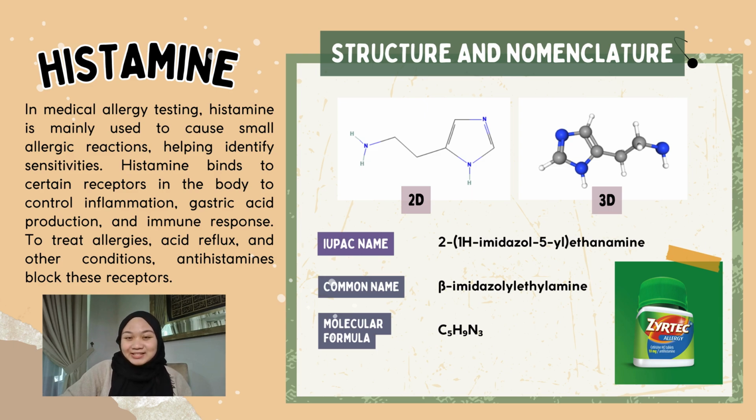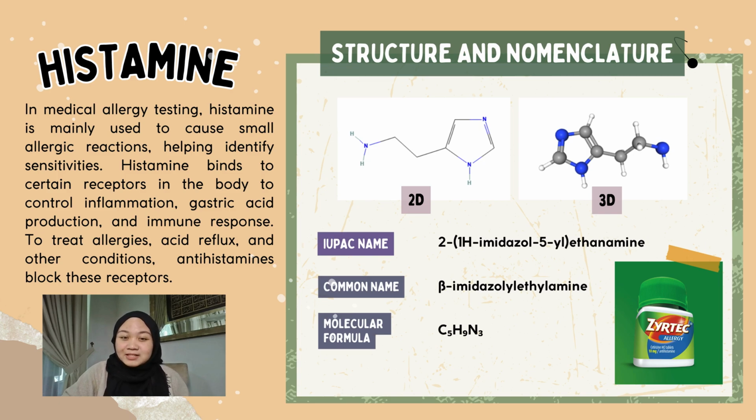In medical allergy testing, histamine is used to provoke a mild allergic reaction which helps identify any sensitivities. Histamine binds to specific receptors in the body, playing roles in inflammation, gastric acid production, and immune response. To counteract unwanted effects of histamine, we use antihistamines. These drugs block histamine receptors and are often prescribed for allergies, acid reflux, and other conditions.